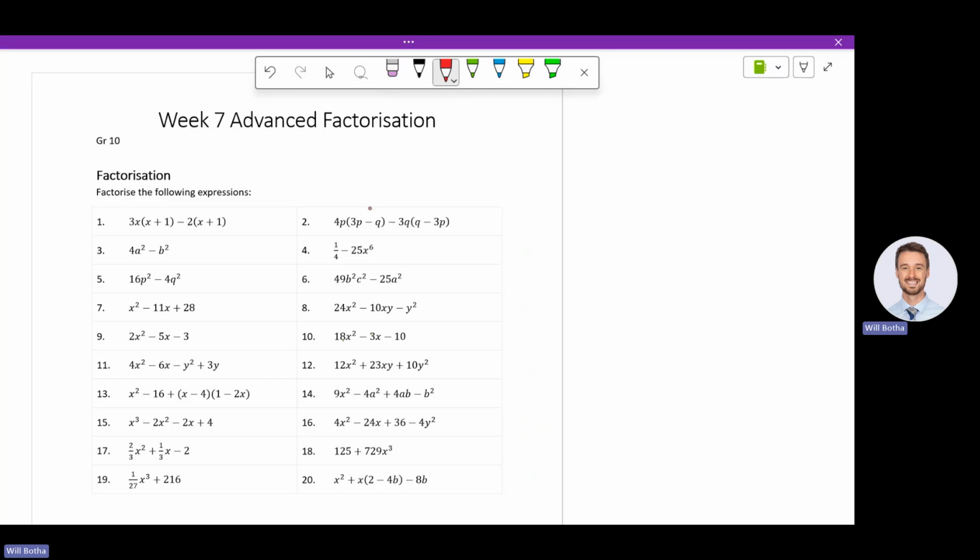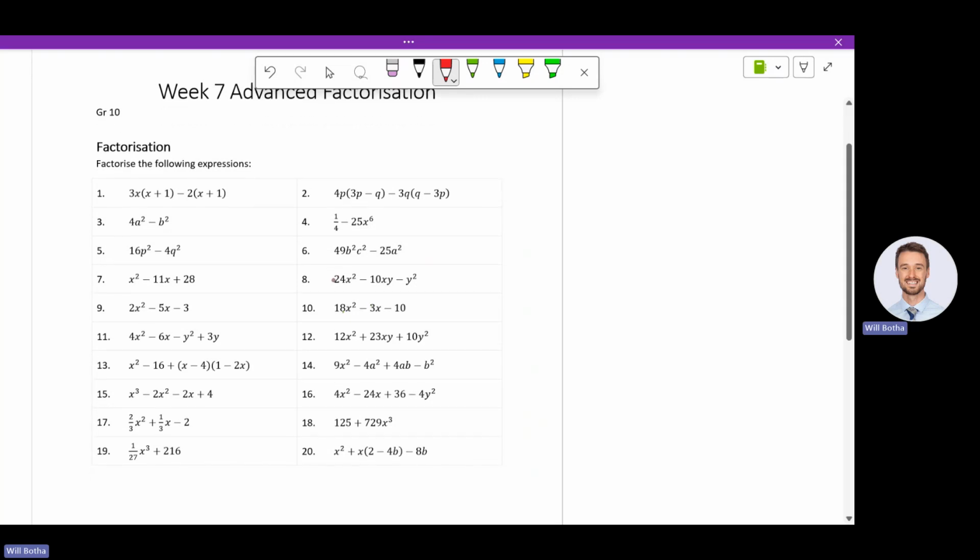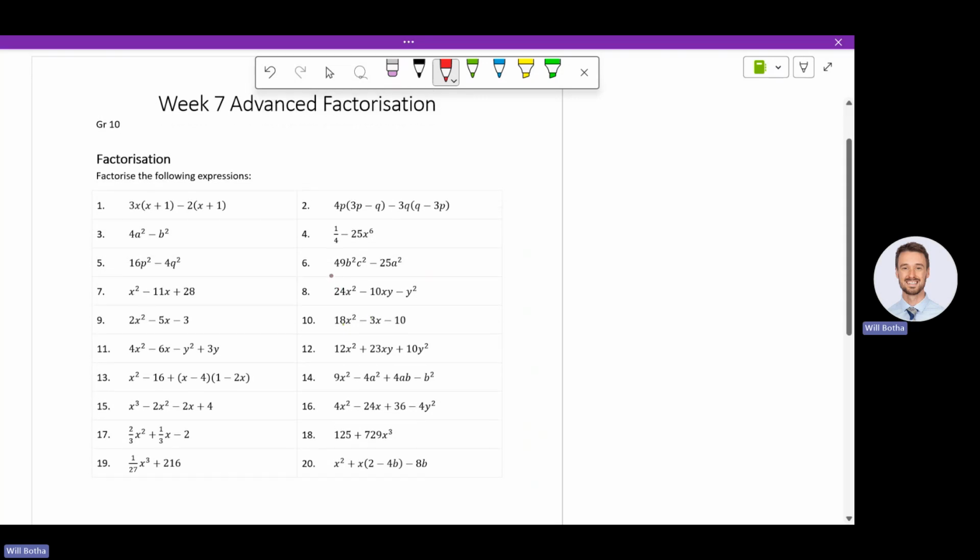For now, on Monday, we did factorization of advanced trinomials. And today we're going to look at advanced factorization in general.